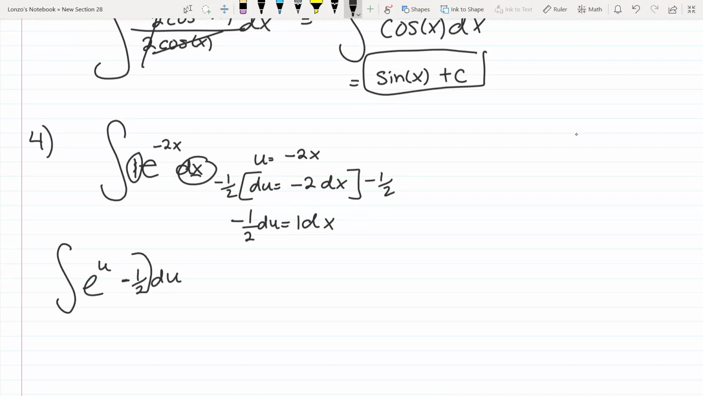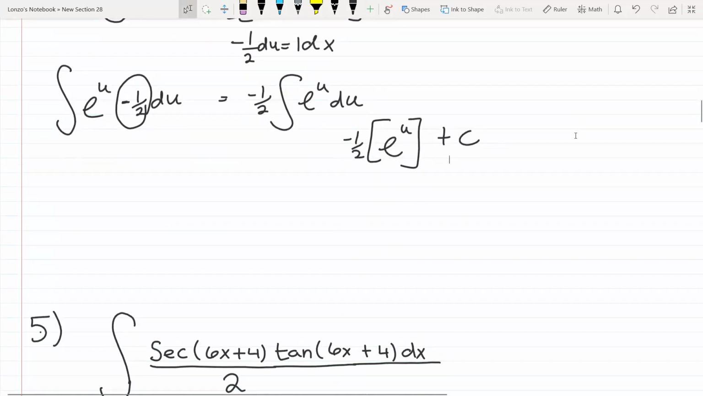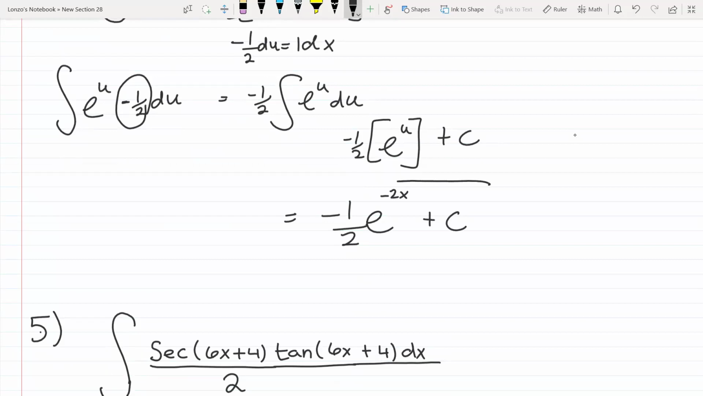And then since negative 1/2 is a constant, you can just take it out. And then you have e to the u du. And what is the integration of e to the u? It's just e to the u, and then you still have to multiply it by negative 1/2, and don't forget the c. And then your final answer is negative 1/2 e, and then your u is, what did we say? Our u was negative 2x, plus c. So that's your final answer.